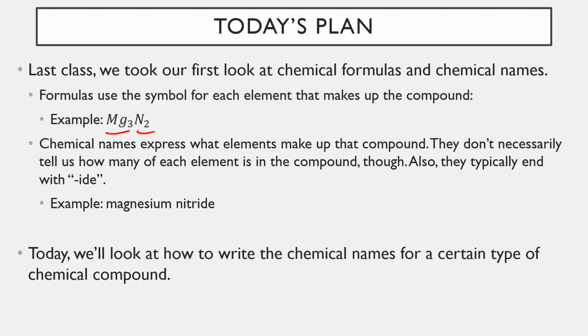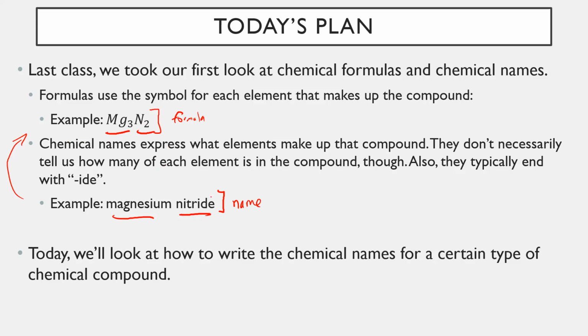Now, chemical names express what elements make up that compound. They don't necessarily tell us how many of each element is in the compound, though. Also, they typically end with "ide." So an example that we would have dealt with perhaps yesterday was magnesium nitride. That's actually, as a matter of fact, the exact same thing as what we showed in this example right here.